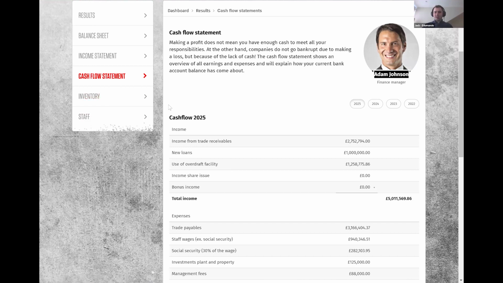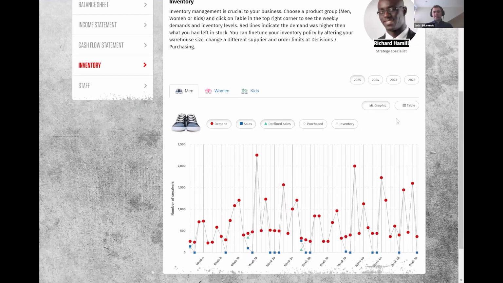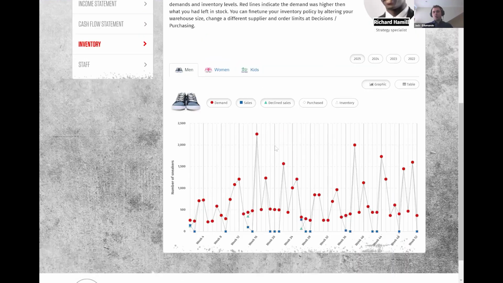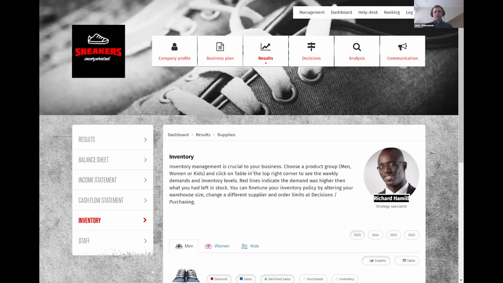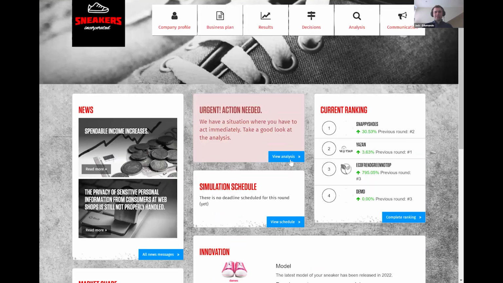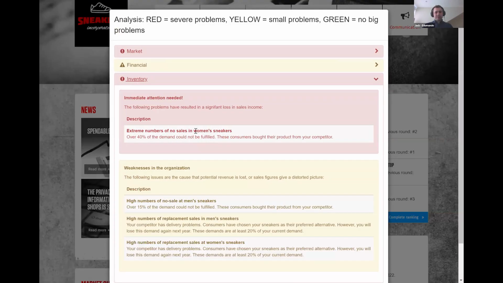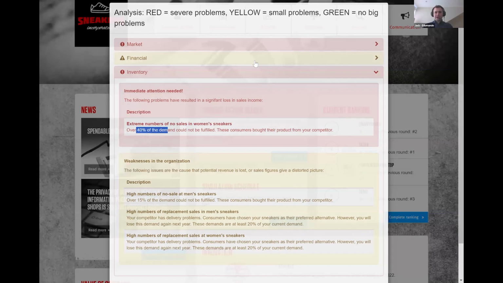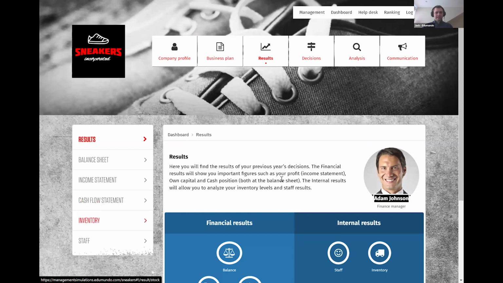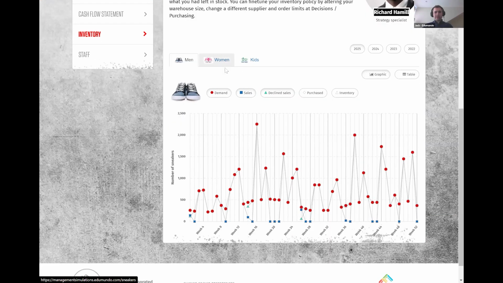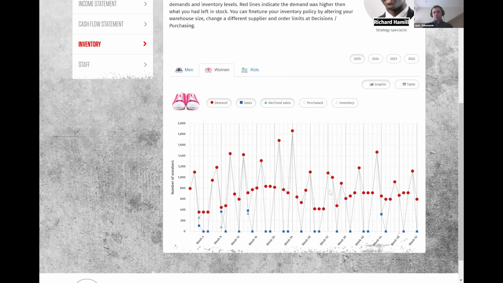But the two things that I do want to focus on a little bit more are the inventory and staff. Starting off with inventory, we can see a graph of your demand and supply over the course of the entire year in weeks. For example, we saw with this team, there was a high amount of no supply or no sales, shall we say, in the women's market, where 40% of the demand could not be fulfilled. So if we head back into the results, back into inventory, select the women's market, we can see those results.